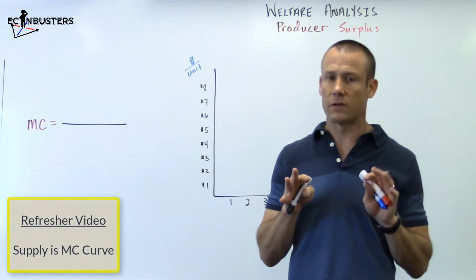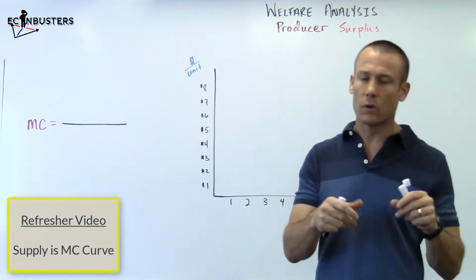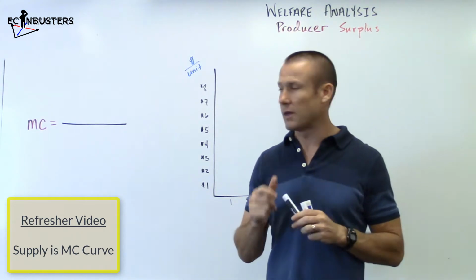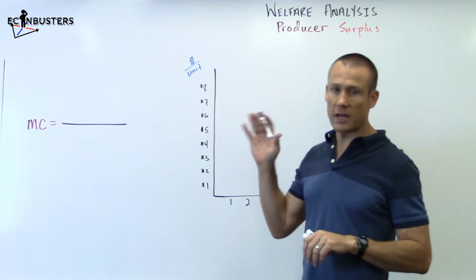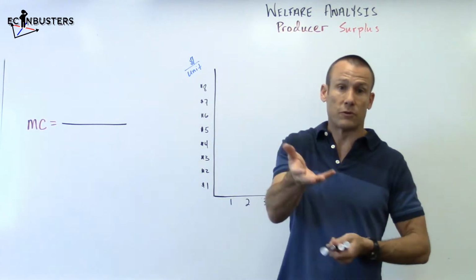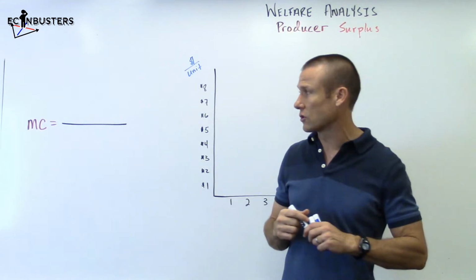That could be a good video for you to watch before this one, but if you don't, you might be able to pick it up anyhow, okay? We're going to definitely overlap with that video. So, to understand producer surplus, you've got to understand supply is the marginal cost curve. And to understand that, you got to understand what the heck marginal cost is.